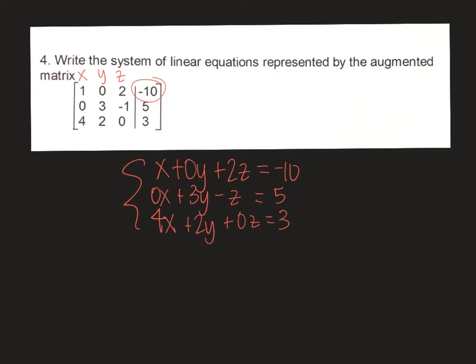Now, do you have to put the zeros in there? No, you do not. So if you prefer, you could write those as x plus 2z equals negative 10, 3y minus z equals 5, and 4x plus 2y equals 3. You do not have to write the 0y, 0x, or 0z. That's just depending on if you need that to know what you're looking at or not. If you need it, add it in. If you don't, leave it out.